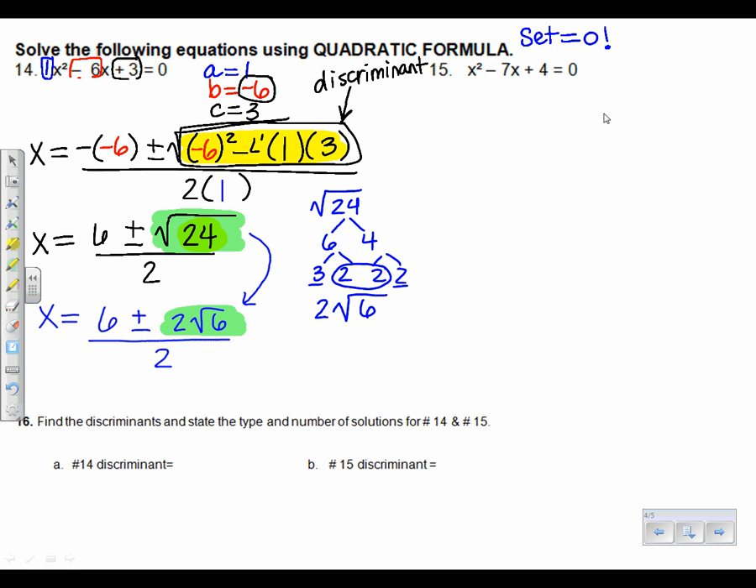The last thing I can do is look at this little triangle of numbers here. Is there a common factor? And there is. I can pull a 2 out of all of them. So I'm left with x equals 3 plus or minus the square root of 6. And 2 divided by 2 on bottom is just a 1, which I don't need to write. So my answer is 3 plus or minus the square root of 6.